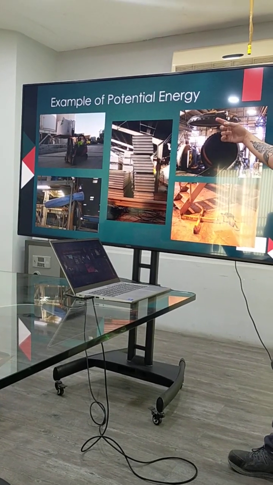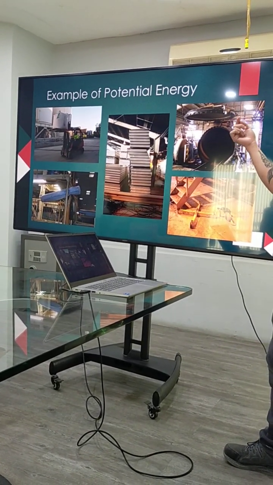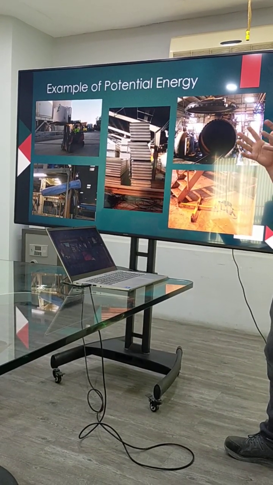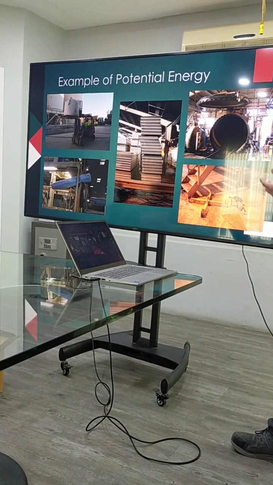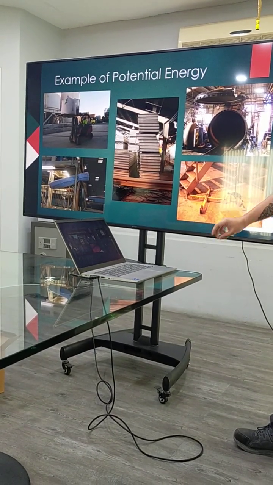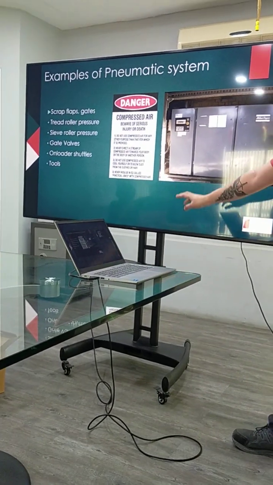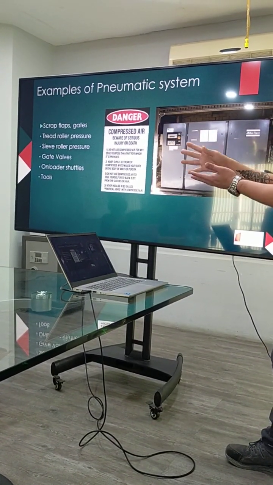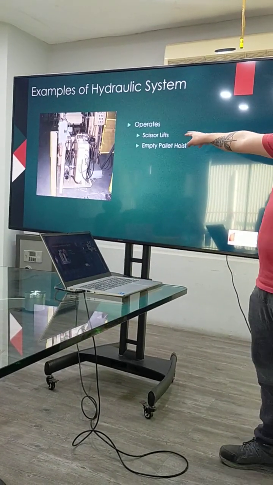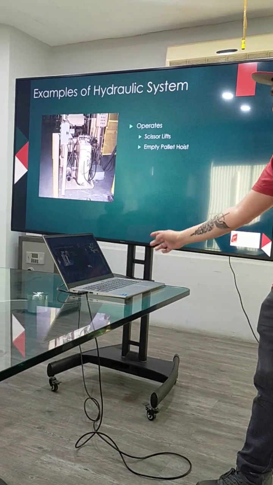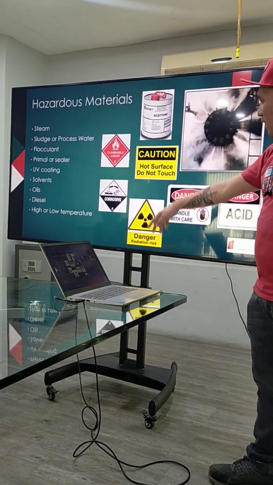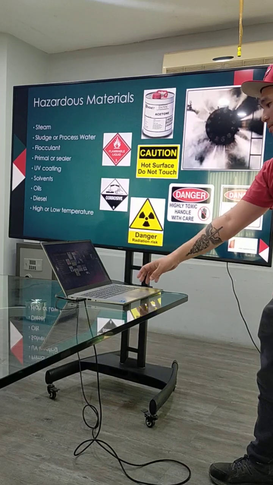The autoclave door is functioning only by hydraulic or pneumatic power. So what if this pneumatic or hydraulic fails? It will close. So we should not rely on that equipment. Yes, it's very dangerous. For the pneumatic system, we have the thread roller pressure, the gate valves, unloader shutters, and tools. For the hydraulic system, we have the scissor lifts, the interpallet hoist, and the tables that we use. Hazardous materials include steam for the autoclaves, process washers, and other chemicals that we use in the plant.